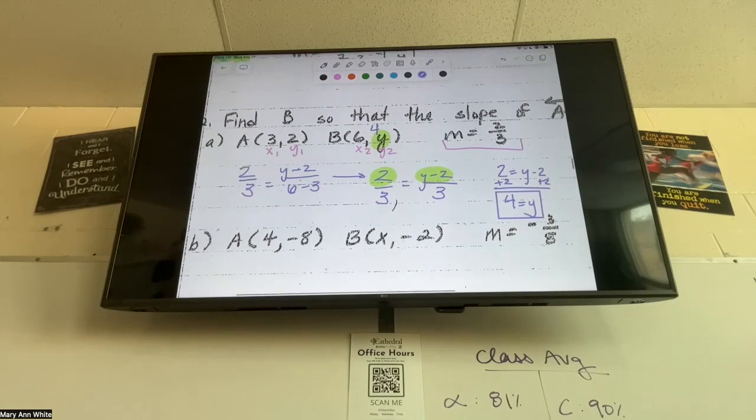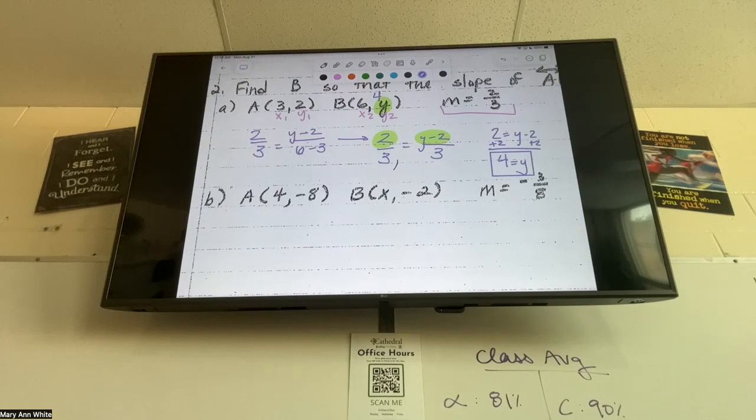We're going to do the same idea for the next problem, but it's not going to be as simple as just setting the numerators or setting the denominators equal. We'll have to do a little cross multiplication. So I'm going to label my points x1, y1, x2, y2, and I'm going to set up my equation. -3/8 is equal to -2 minus -8 over x minus 4. I'm going to simplify what I've got going on. -3/8 is equal to 6 over x minus 4.